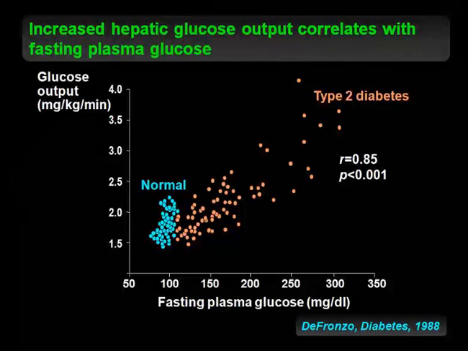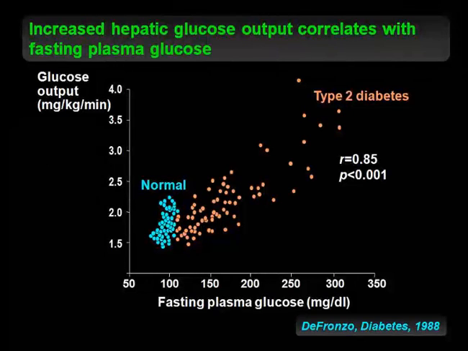De Fronzo also looked at the origin of that and pointed out, and this has held with time, that the fundamental defect here probably is in the liver. That is, that glucose output, excess glucose into the circulation in the fasting state is the major problem, and correlates, of course, with the glucose concentration, the fasting plasma glucose in the fasting state as well.